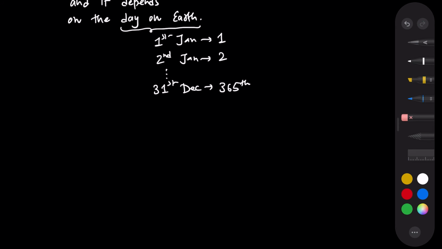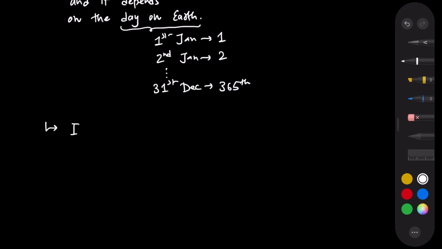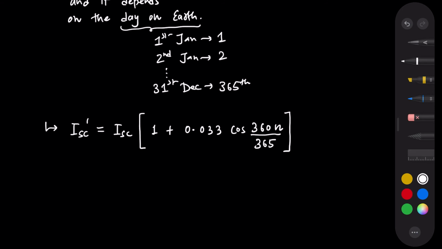So there has to be a formula. Yes, there is a formula to calculate this. ISC dash is equal to ISC times 1 plus 0.033 cos 360n by 365, where this small n is the day on earth. And do keep in mind that this value 360n by 365 is in degrees.